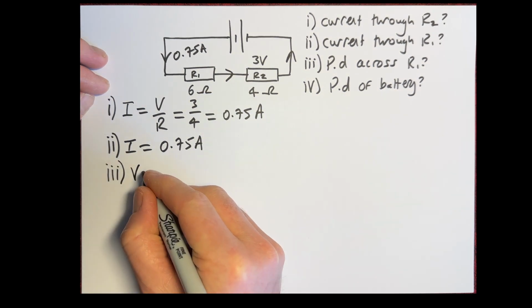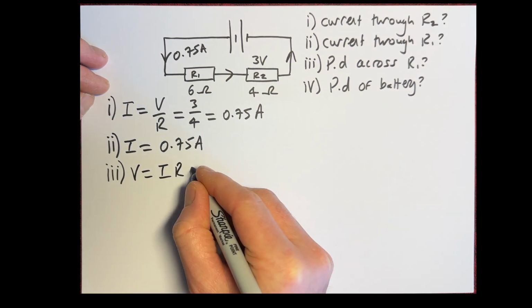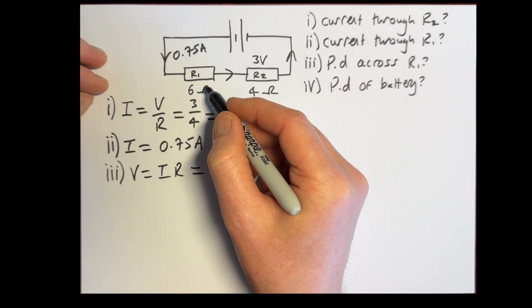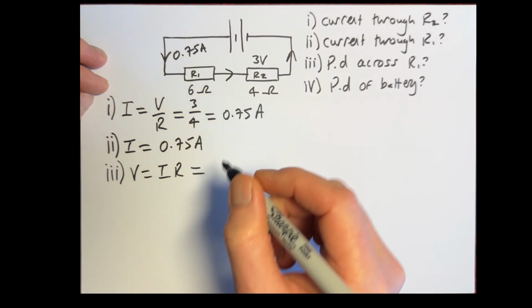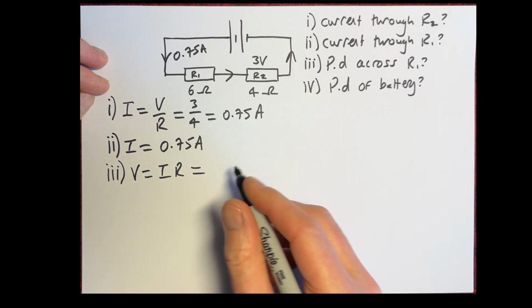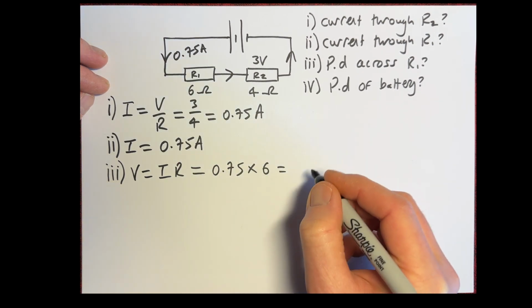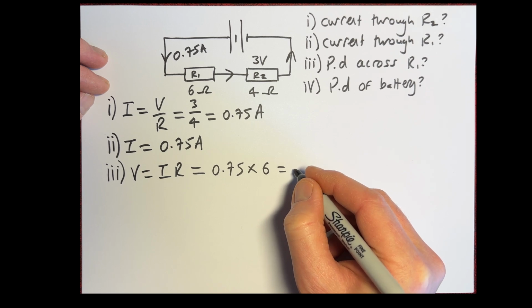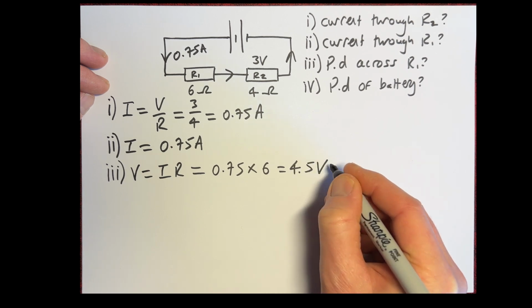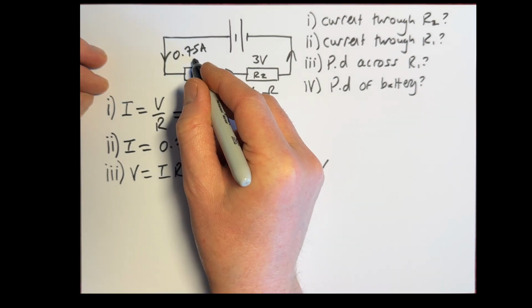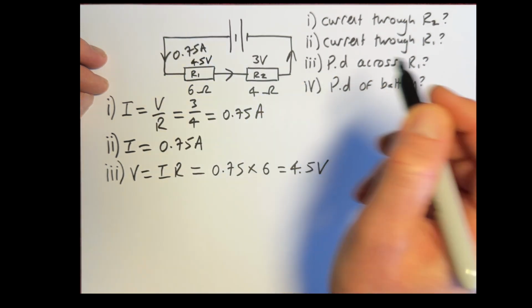So we can do that using V equals IR. Now, because we know the resistance of R1 and we know the current flowing through it, which is 0.75 amps, we can just do 0.75 times 6, which gives us 4.5 volts. So we know that the voltage across this now is 4.5 volts.